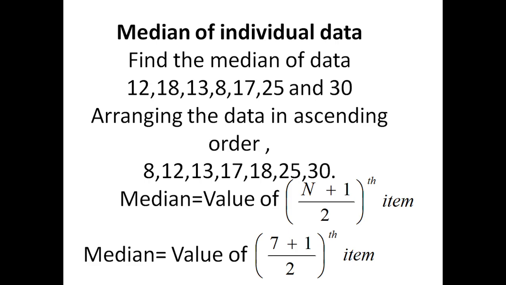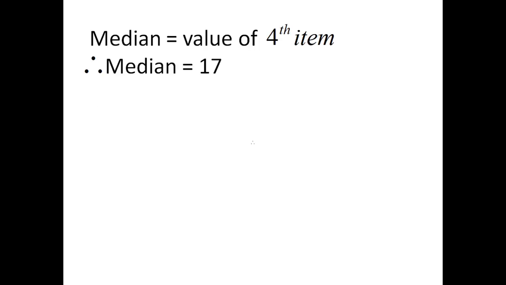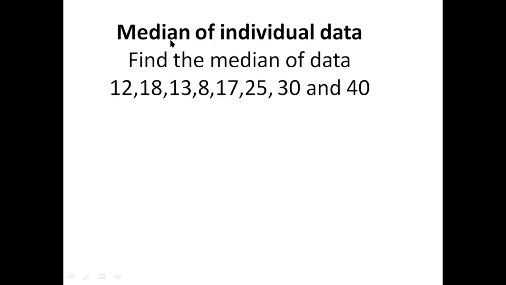Now I will come to the individual data again, but it will be a little bit different. What will be different? We'll see. So here is the question. Find the median of the data 12, 18, 13, 8, 17, 25, 30 and 40. How many data do you see? 1, 2, 3, 4, 5, 6, 7, 8. Eight numbers are over there.